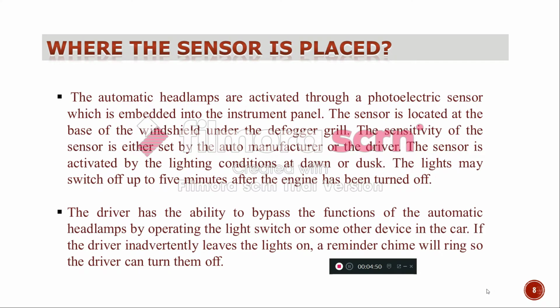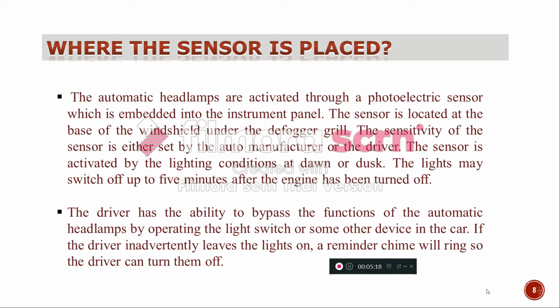Where the sensor is placed: the automatic headlamps are activated through the photoelectric sensor, which is embedded into the instrument panel. The sensor is located at the base of the windshield under the defogger grille. The sensitivity of the sensor is either set by the auto manufacturer or the driver. The sensor is activated by the lighting conditions at dawn or dusk.